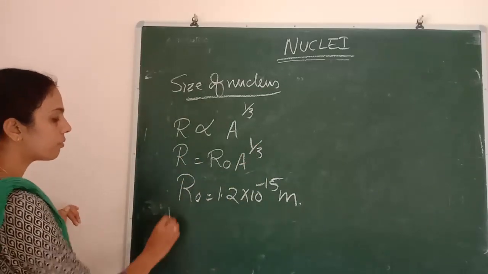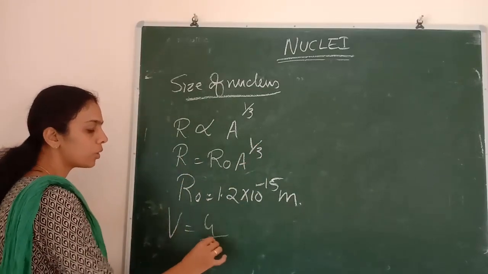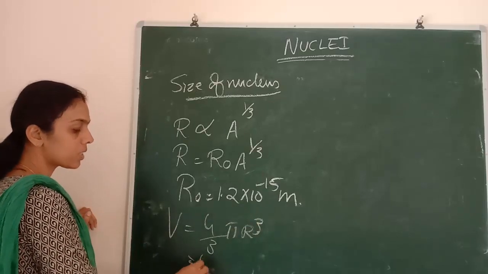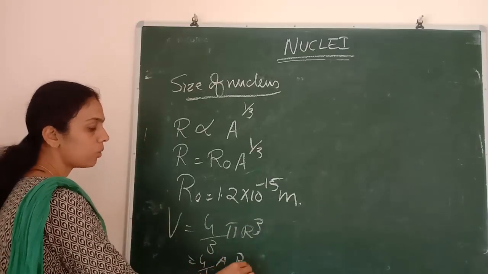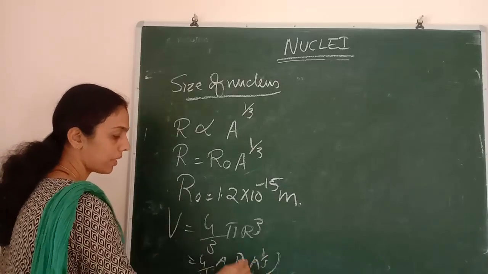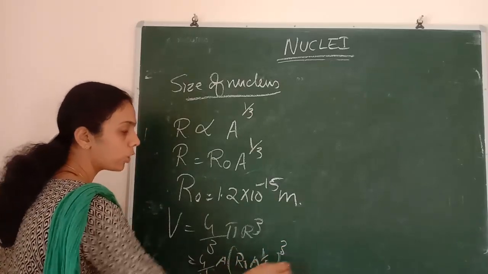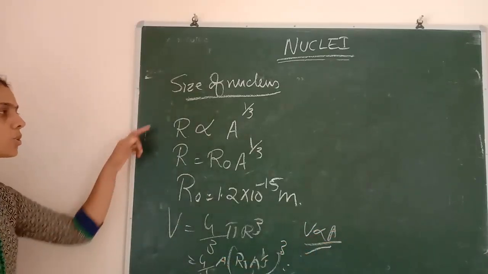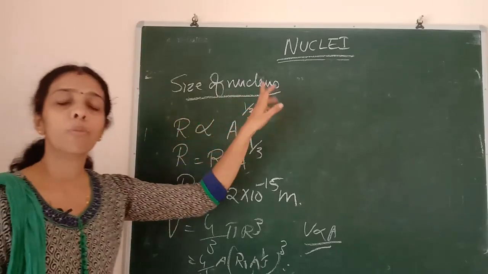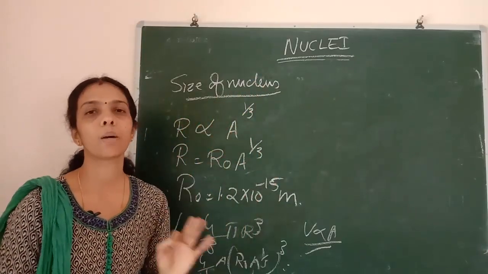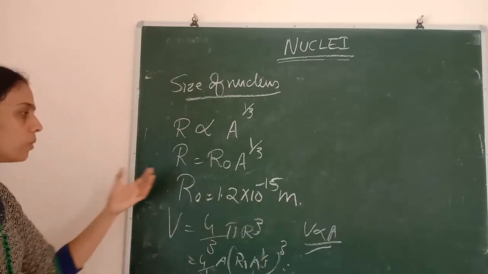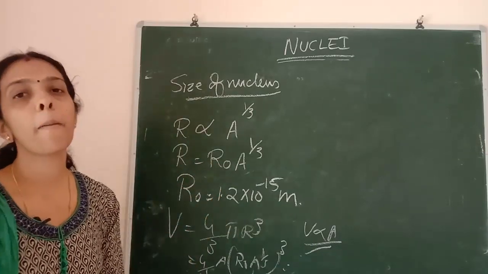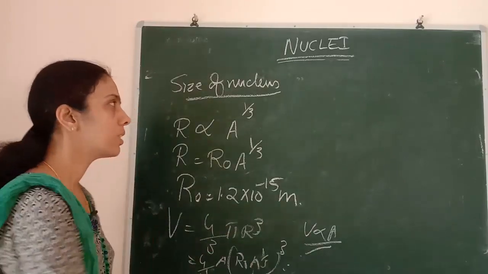So how does the volume depend on it? We know 4/3 pi R cube is the formula. While calculating, volume will be R0 A to the power 1/3, the whole cubed. So the volume is directly proportional to the mass number. R is proportional to the 1/3 power of the mass number of the nucleus. This R0 is an empirical value, 1.2 times 10 to the power minus 15 meter.